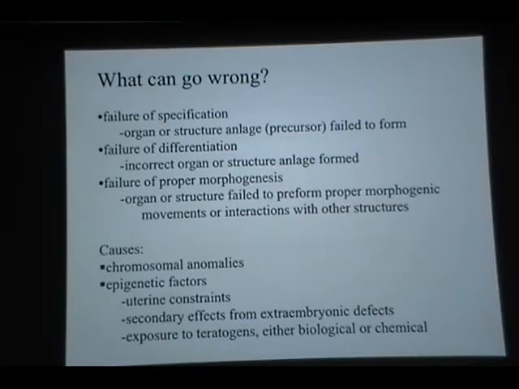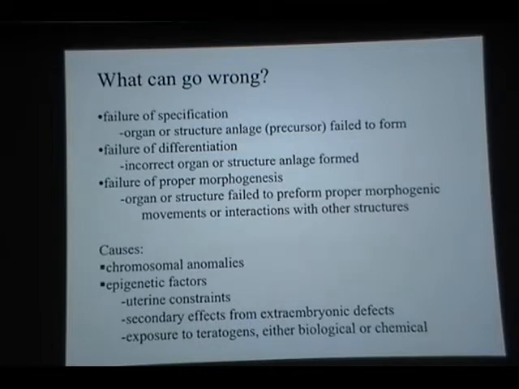So chromosomal abnormalities, epigenetic factors outside of the chromosomes, factors outside of the genome. Uterine constraints is a big one. If the uterus is too small, or the amniotic cavity that this child is growing in is too small, it can cause phenotypic abnormalities. It can cause what's called Potter's facies, where the face is kind of smashed in. It can cause limb abnormalities, or you can get syndactyly, or even loss of digits.